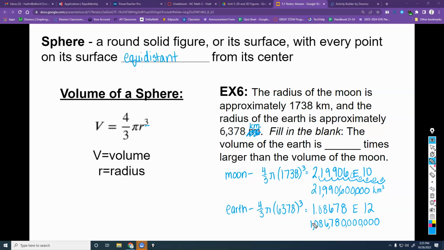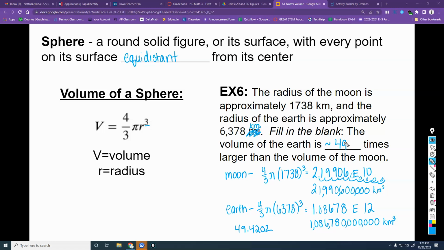Okay, so if I want to know how many times larger this is, I would need to take my larger number and divide it by my smaller number. So if I do that in the calculator, I should get 49.4202. So I'm going to put this little symbol right here, which means approximately 49 times. So about 49 to 50 times larger than the moon.